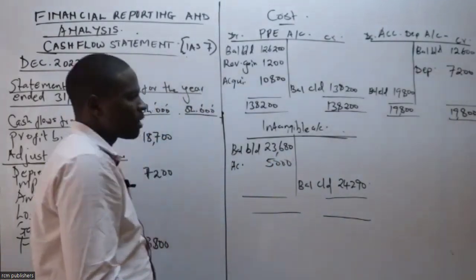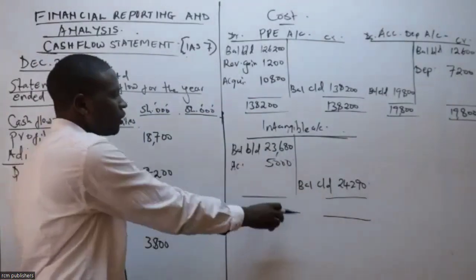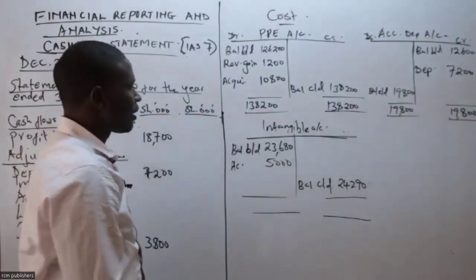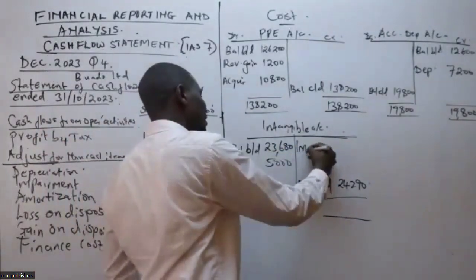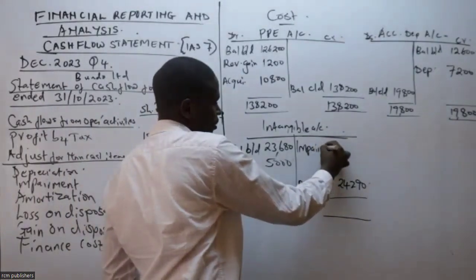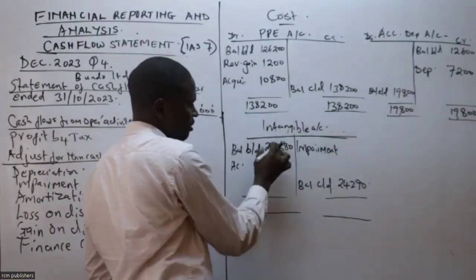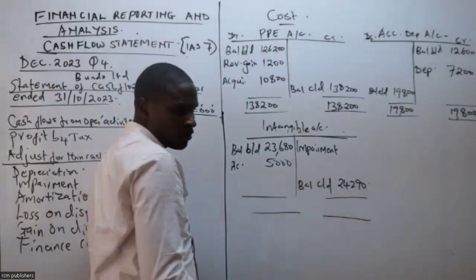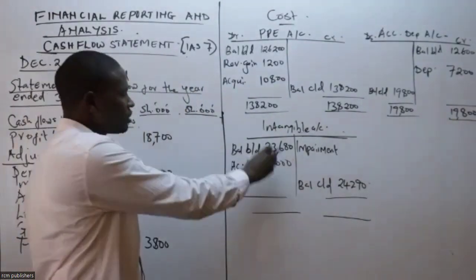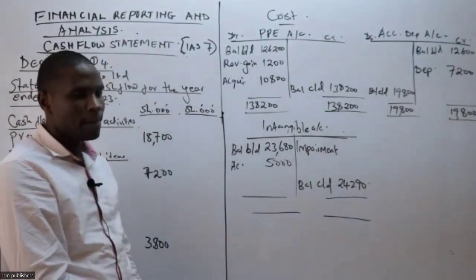Now, can you give me the balancing figure? Give me this total, and then we say if there was impairment. In fact, the balancing figure here will be the impairment. I can see this will be above 24. So, what is our total on the debit?